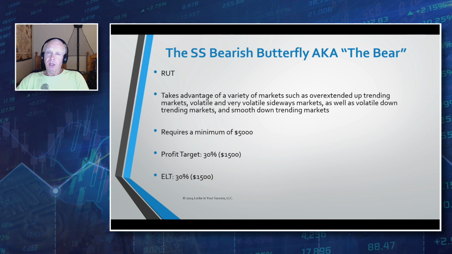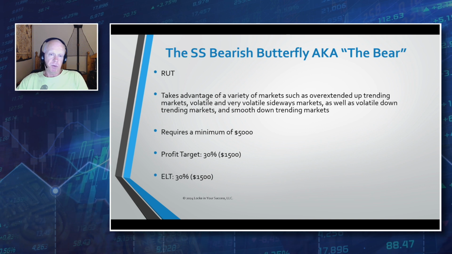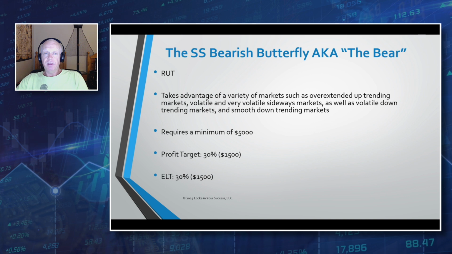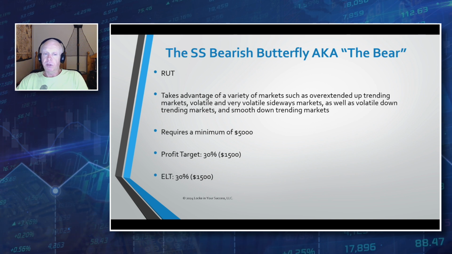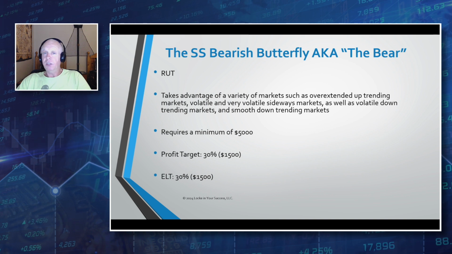The trading strategy itself requires a minimum of $5,000 planned capital. There's a profit target of 30% of that planned capital, or $1,500. And we have an exit loss trigger of 30% or $1,500. So why don't we just jump in and take a look at the example trade for this week.